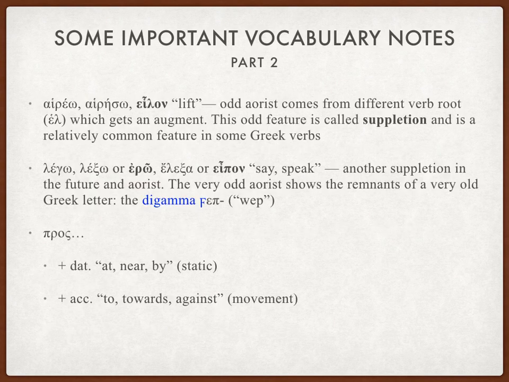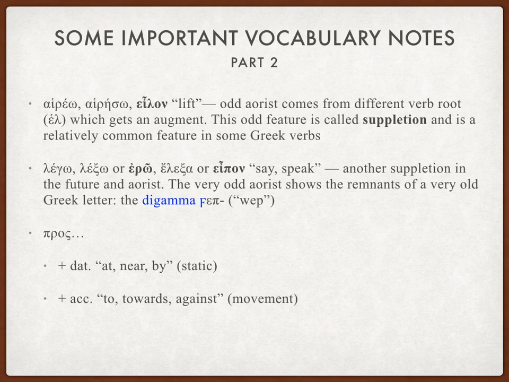Finally, last slide here, a couple more important vocabulary notes. You'll notice that a couple of the verbs that you're learning have very different stems in different tenses. Haireo has a future haireso, looks a lot like the present, but in the aorist has a totally different root, heilon, I lifted. Why this odd aorist?